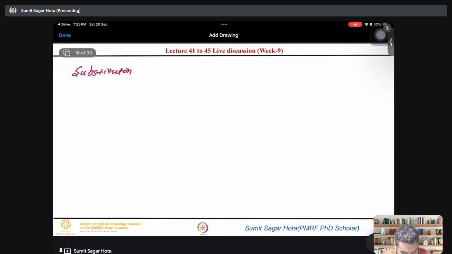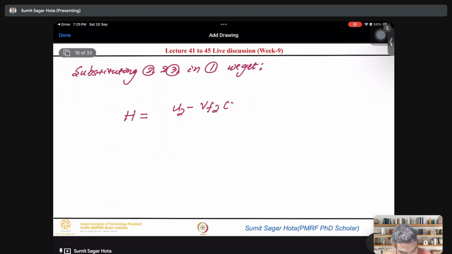Substituting 2 and 3 in 1, we get H is equal to (U2 minus Vf2 cot beta 2) into U2 divided by G. Okay.